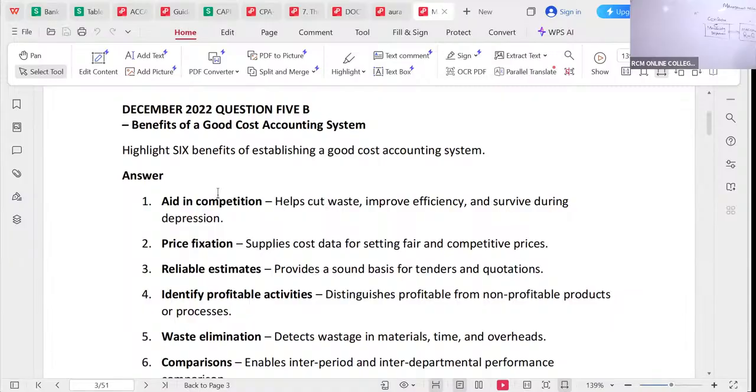In competition, it helps us to cut waste, improve efficiency, and survive during a depression. Remember, we have this gentleman in management, Michael Porter, who said that for you to survive in any economy as an organization, there are 2 things you can do: either you become a cost leader, or you differentiate yourself from the competitors.